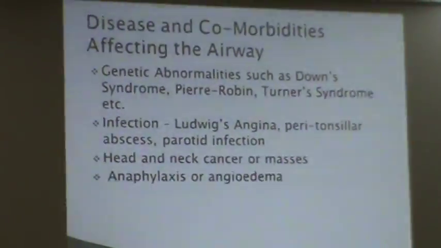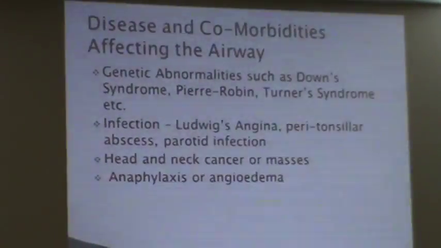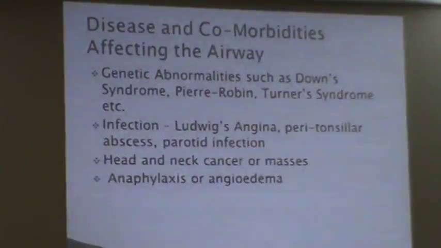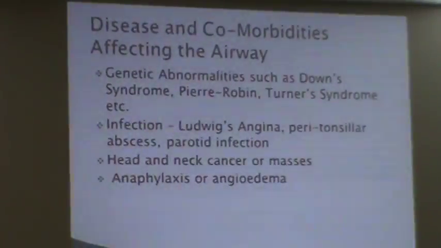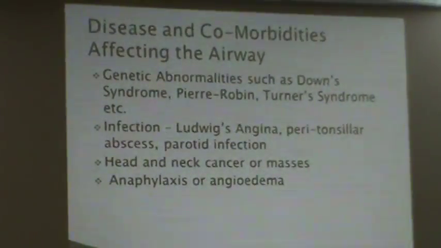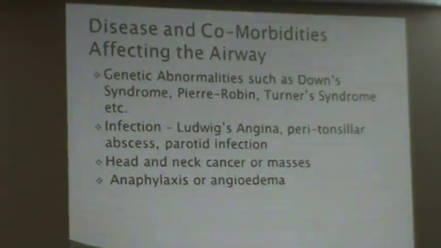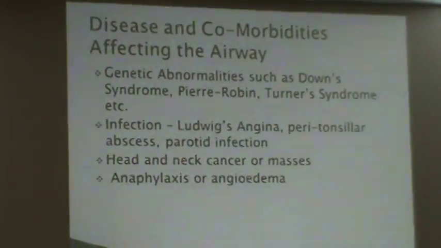Also, head and neck cancers or masses, they may compress the airway structures as well, so you want to evaluate the trachea for midline to see if there's any deviation and get a detailed history if you can. Anaphylaxis and angioedema are another severe, potentially fatal airway anomalies, so you need to be aware of what your causative factors are.